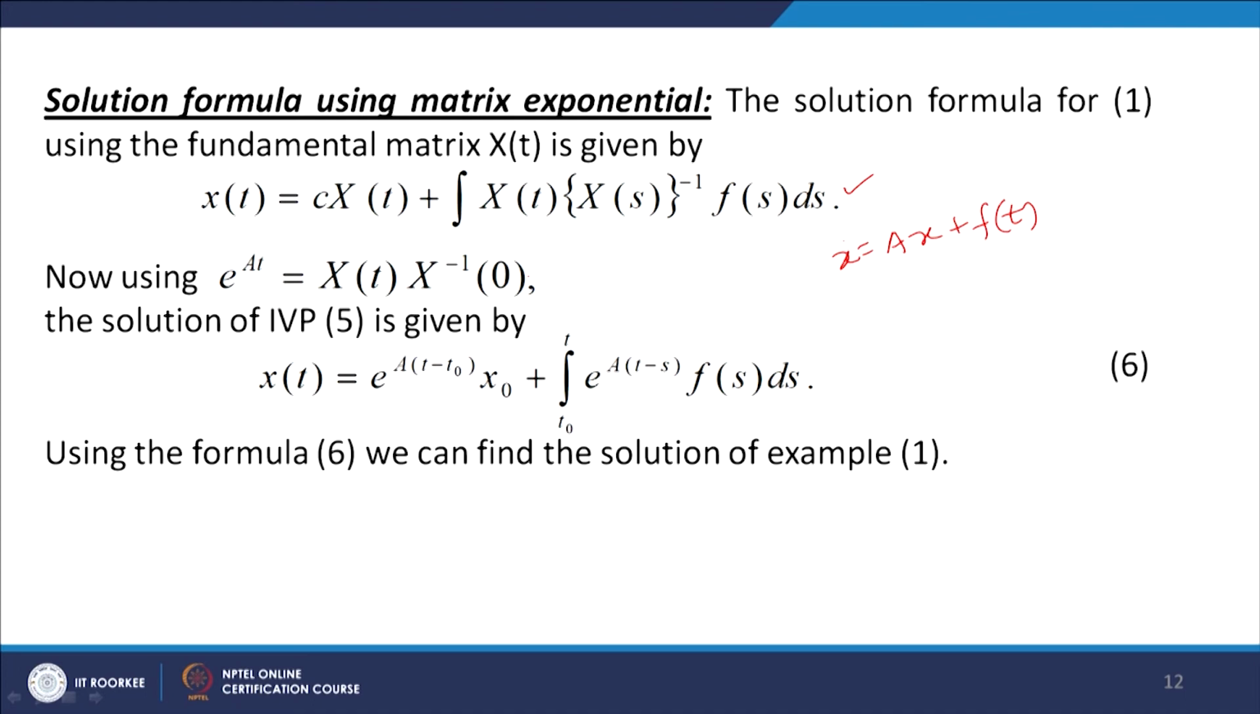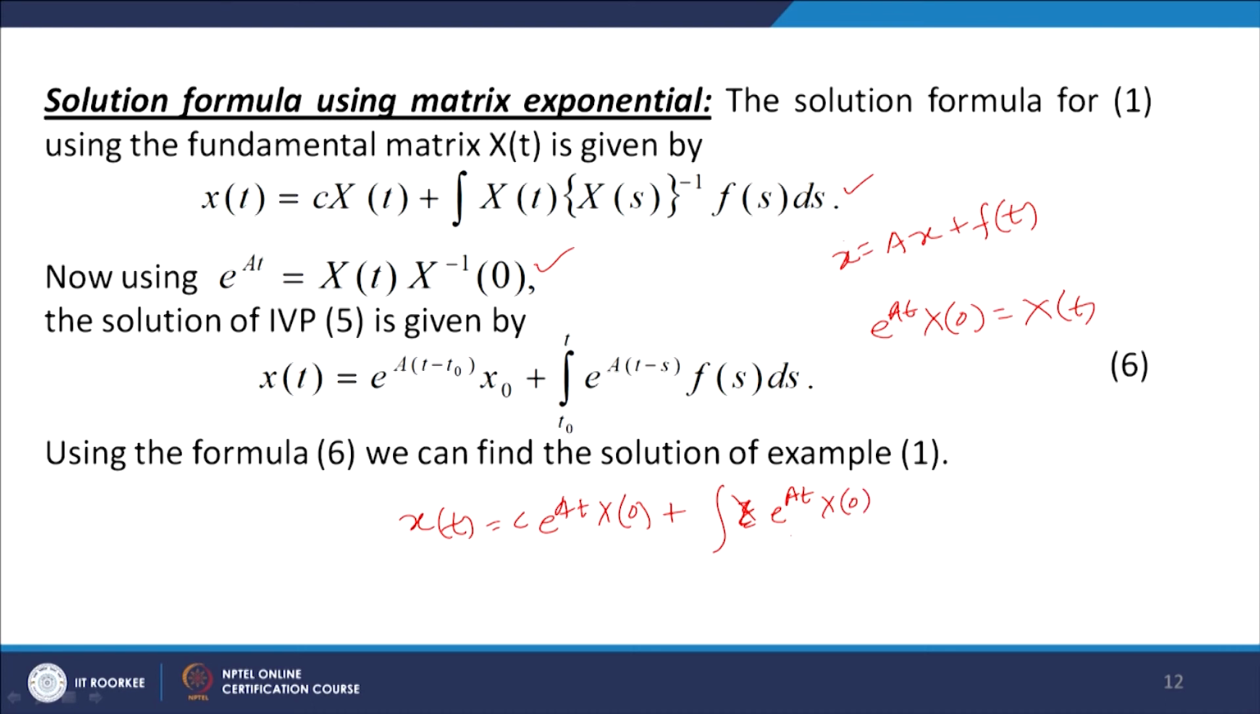e^(At), we know e^(At) is X(t) into X inverse(0). So if you put here the value of X(t), we can find this formula: X(t) equal to X(t) post-multiplied by X(0). So e^(At) into X(0) is equal to X(t). So we will get the value of x(t) here, so e^(At) into X(0) plus integral.